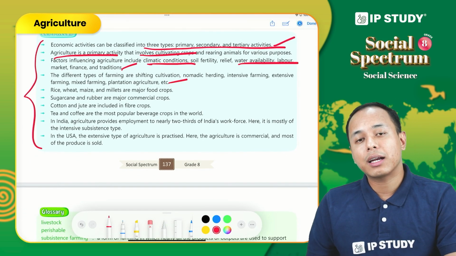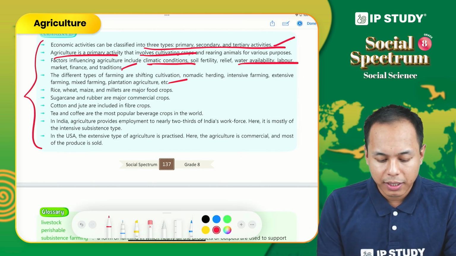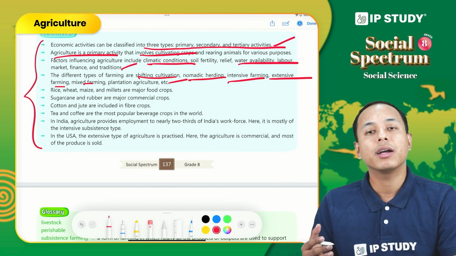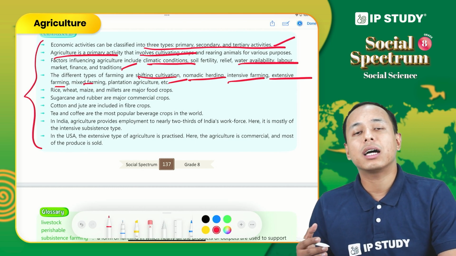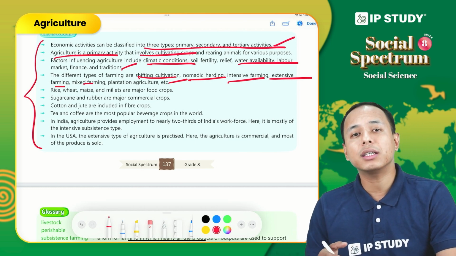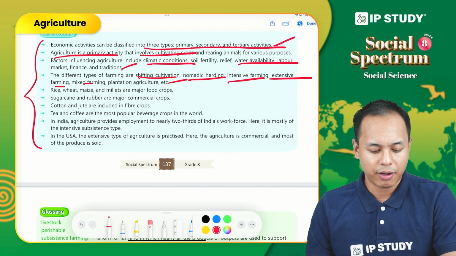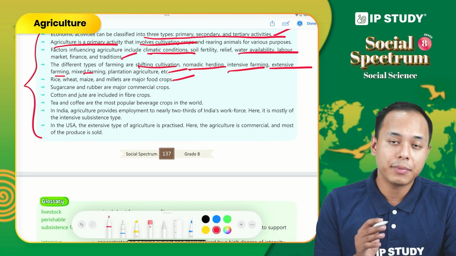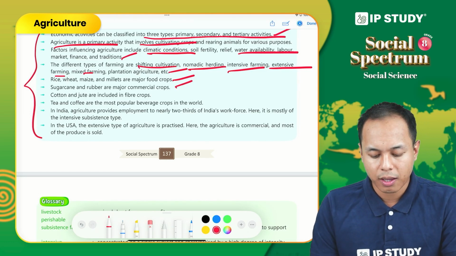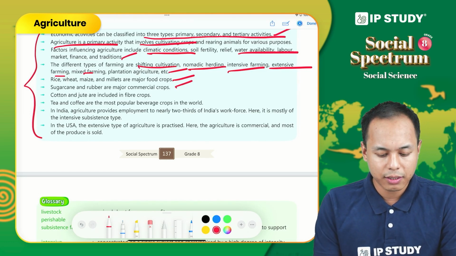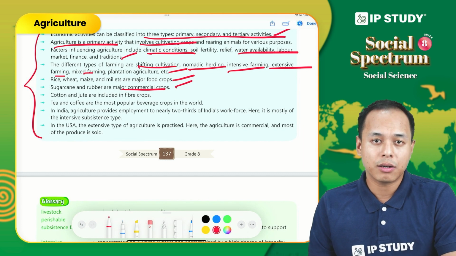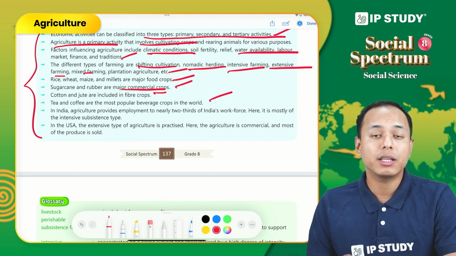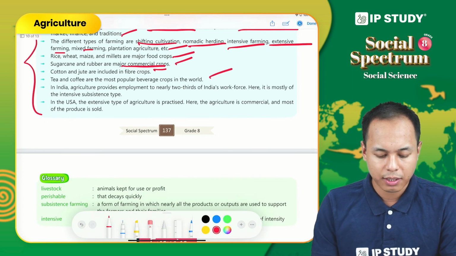If we categorize farming, we have different types of farming like shifting cultivation, nomadic herding, intensive farming, extensive farming, mixed farming, plantation agriculture. So these are the different types of farming which come under subsistence as well as commercial farming. Food crops: rice, wheat, maize and millets. These are the major food crops. We have then commercial crops, sugarcane and rubber. Cotton and jute are important fiber crops. Tea and coffee are important beverage crops.